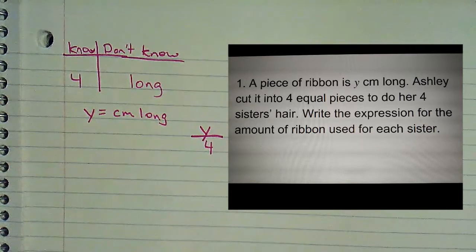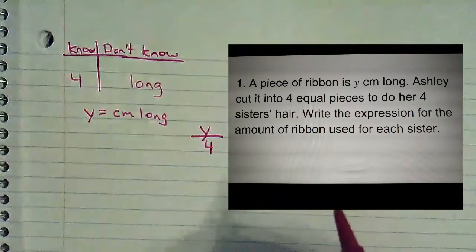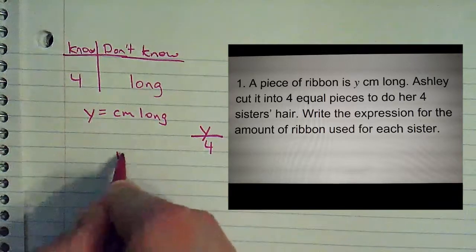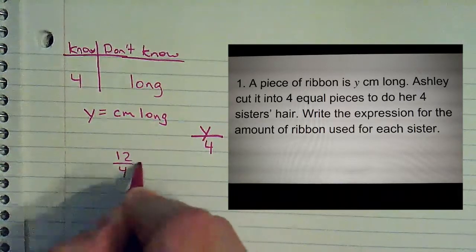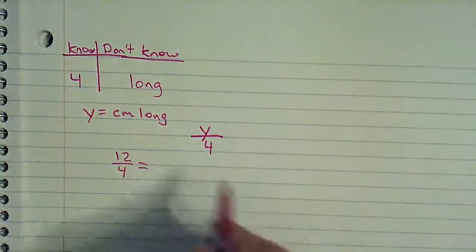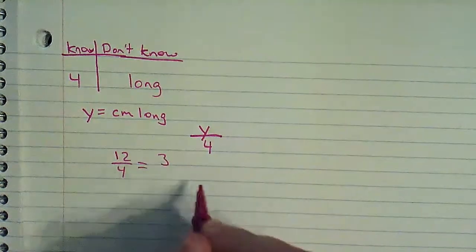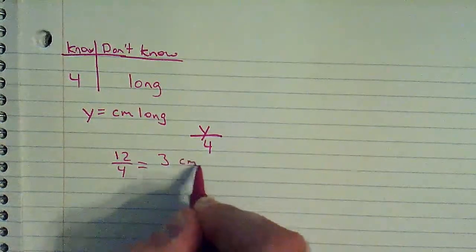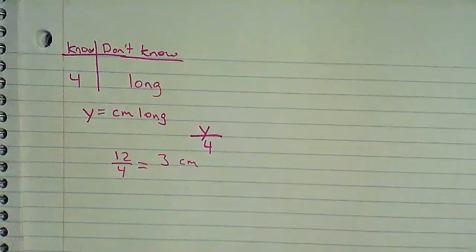So let's go ahead and plug a number in to show you how this works. Say the ribbon was 12 centimeters long. We would replace this Y with 12. So that would be 12 over 4, and that would equal 3 centimeters. Easy enough, right? So here we go. We'll go ahead and move on to the second problem.